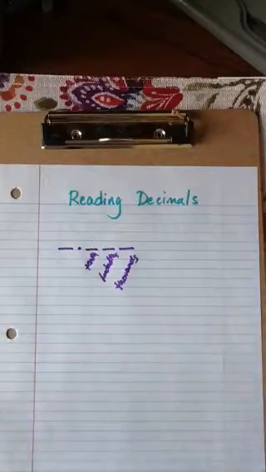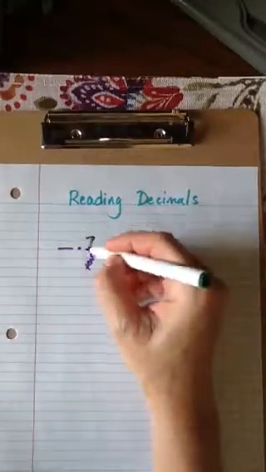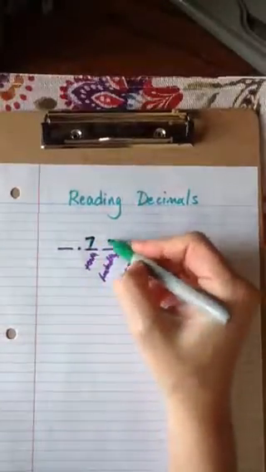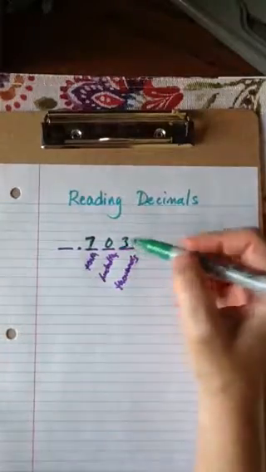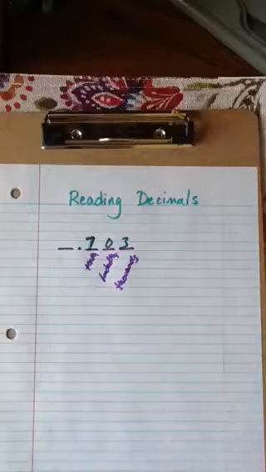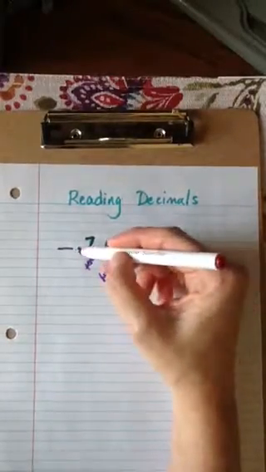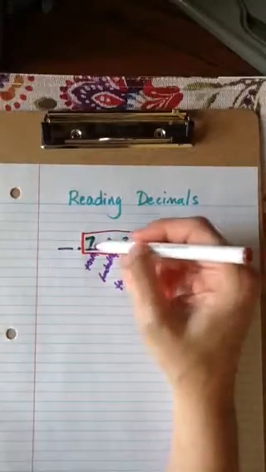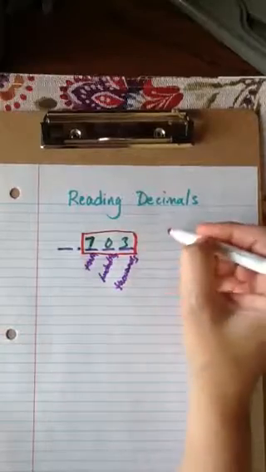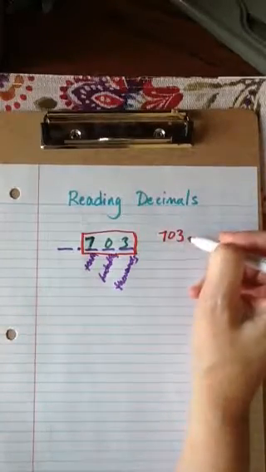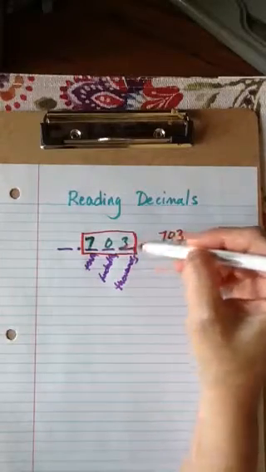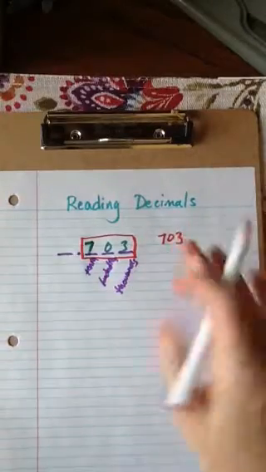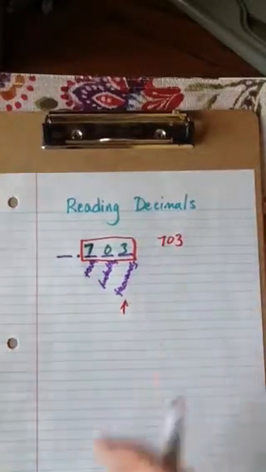Let's make up a number. Let's put a 7, a 0, and a 3. The rule is, first you say the name as if there is no dot. That name, if you had to read that by itself, you would say 703. Then you say the name of the last place value spot.